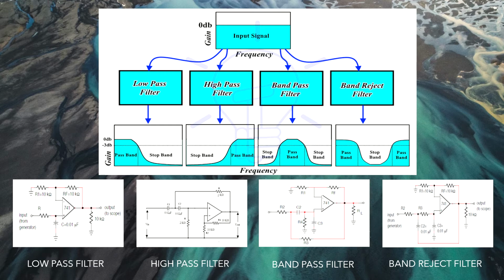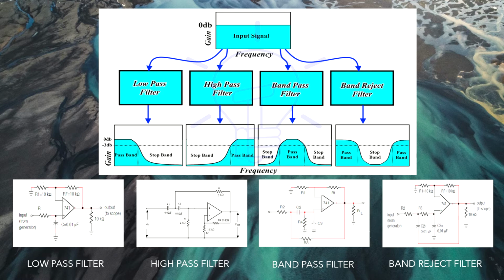Second is high pass filter. High pass filter is the type of filter that allows high frequency signals to pass without any attenuation in amplitude and blocks any low frequency signal. Any signal with a frequency lower than the cut-off frequency of the filter gets blocked, while any signal with a frequency higher than the cut-off frequency passes with full amplitude.